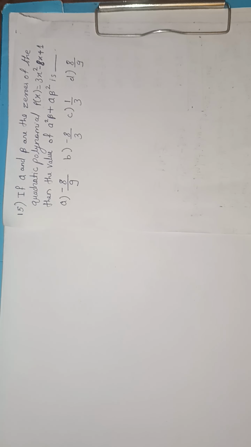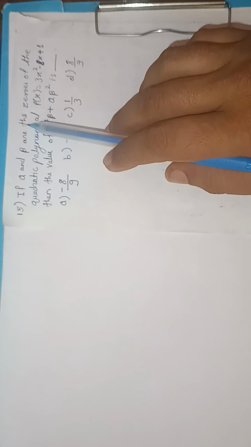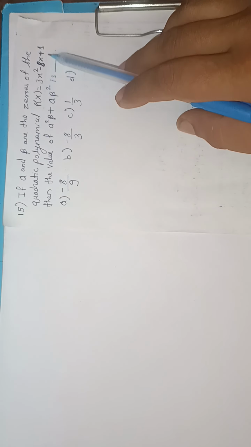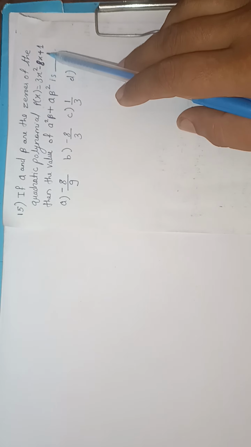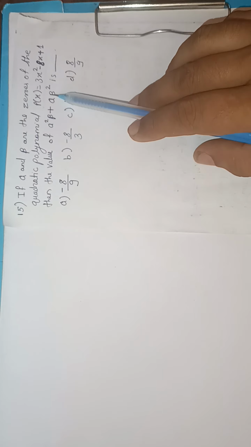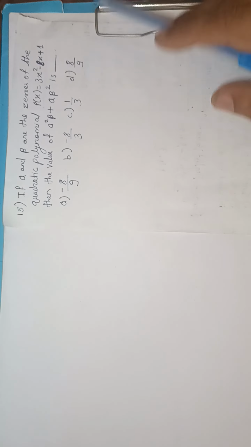Hello students. So question number 15. If alpha and beta are the zeros of the quadratic polynomial 3x² - 8x + 1, then the value of α²β + αβ² is dash. So here options are given.